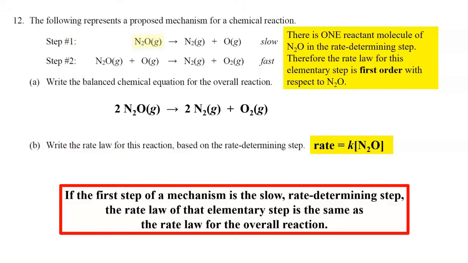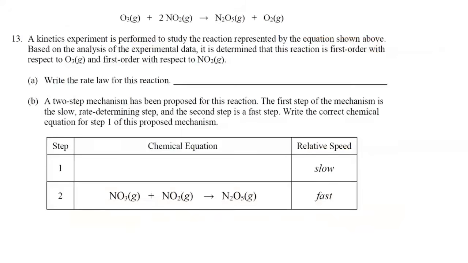All right, let's move on to question 13. Now, in question 13, it's a little different than questions 11 and 12 because we have a partial mechanism. We don't have the complete information. So in part B, we're going to have to figure out what the chemical equation is for step 1.